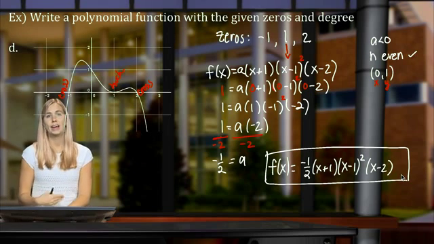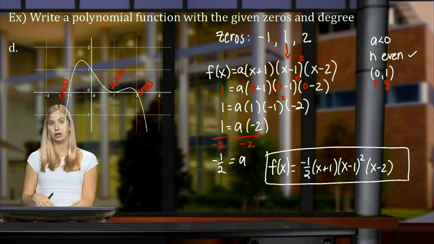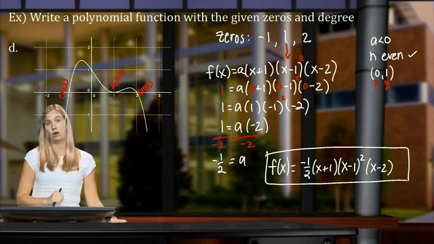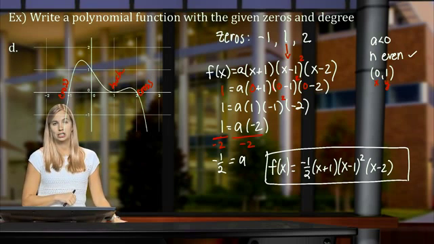We're using all of that information just from the picture. We're using the zeros. We're using the end behavior. We're talking about the behavior of the graph at the zeros. And that's helping me identify what this function is going to look like.